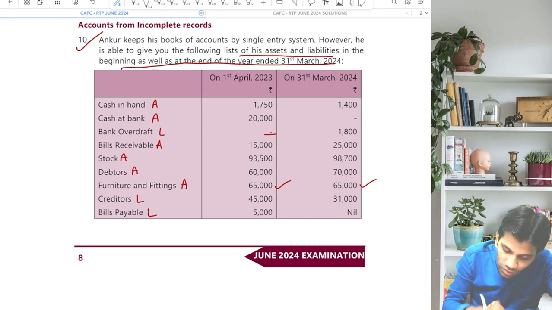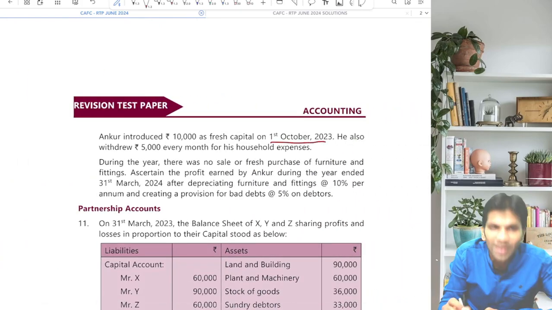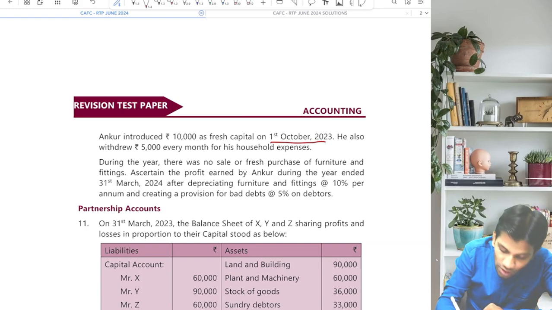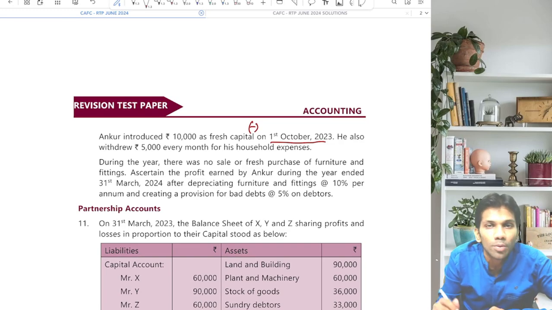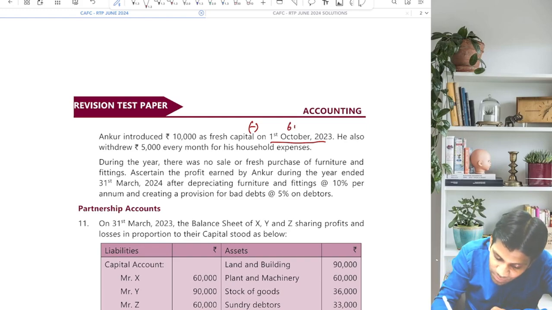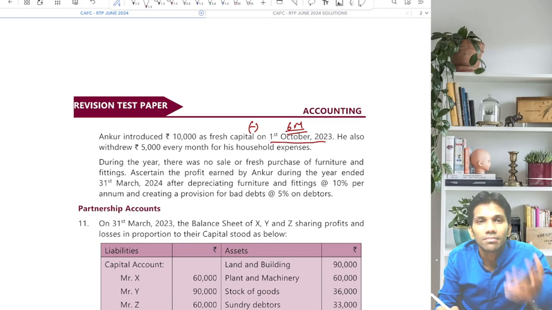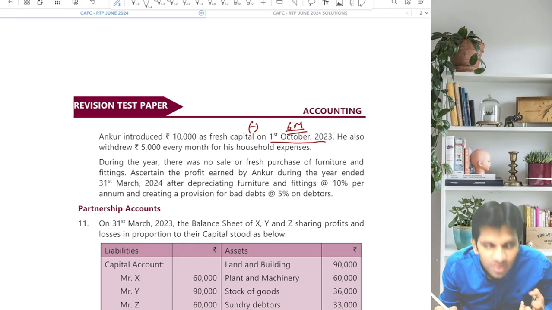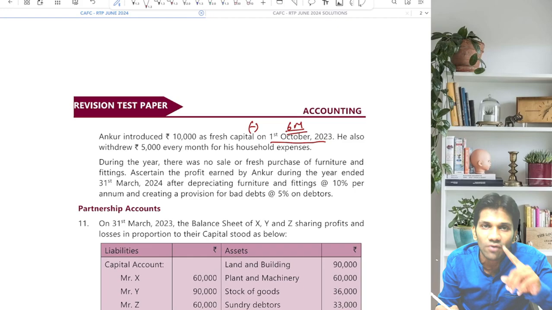Okay, let's continue. Ankur introduced 10,000 as fresh capital on 1st October 2023. Additional capital introduced. We will deduct it to find out the profits. And this is introduced on 1st October 2023. So can I say this capital is for 6 months? Sir, why did you write 6 months? Simple as that. Because if interest on capital adjustment comes, then opening capital you have to calculate for 12 months and additional capital only for 6 months.